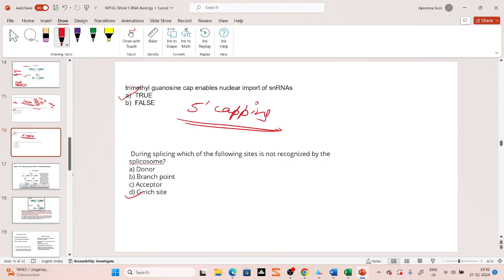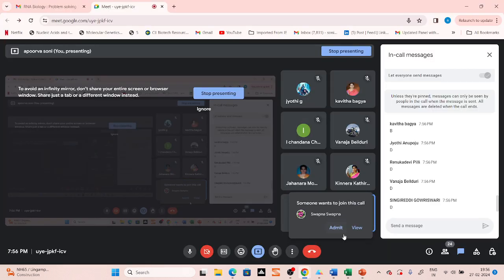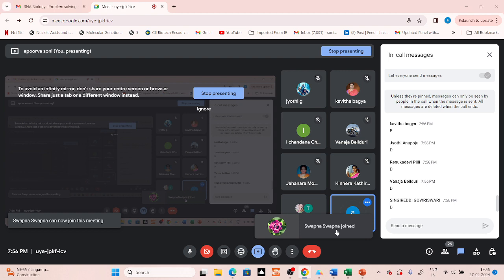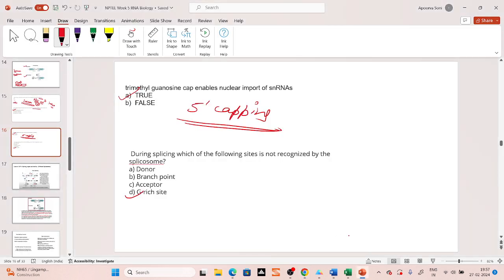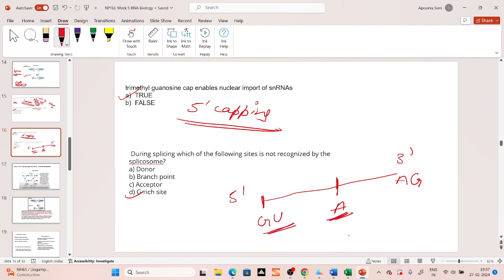Now, why? Let's see. This is your intron. This is your 5' splice site. This is your 3' splice site. This is your branch point. Branch point is A, 5' is GU, and 3' is AG. This is your donor, this is your branch point, this is your acceptor. So all the three regions are recognized by the spliceosome.